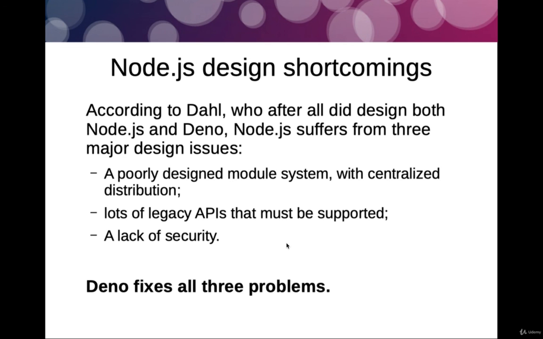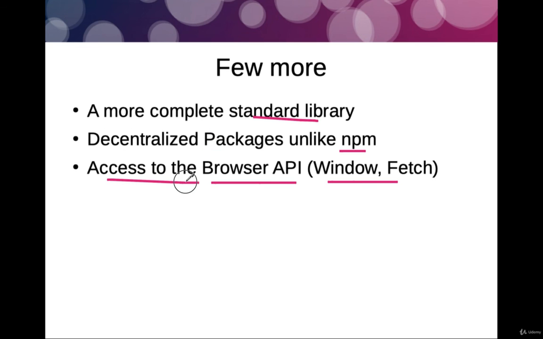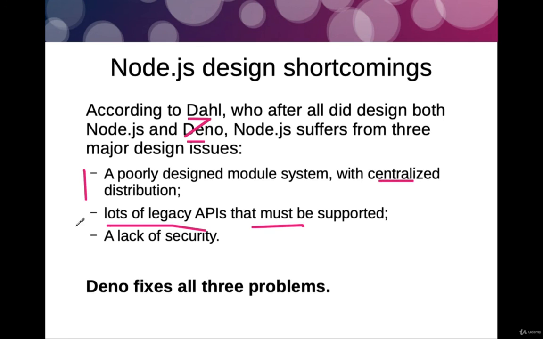Talking of design shortcomings in Node.js, these are not something I am saying; this has been said by Ryan Dahl, who is the author of both Node.js and Deno, right? So I guess when he's saying something, we have to rely on it. He says that there is a poorly designed module system with centralized distribution, which we have discussed in the previous videos, right? And a lot of legacy APIs must be supported, but modern browser APIs are not supported in Node. And a lack of security, which we have already discussed. We will also discuss how all of these shortcomings are fixed by Deno in separate videos, with a video for each and every feature or pointer we have discussed.